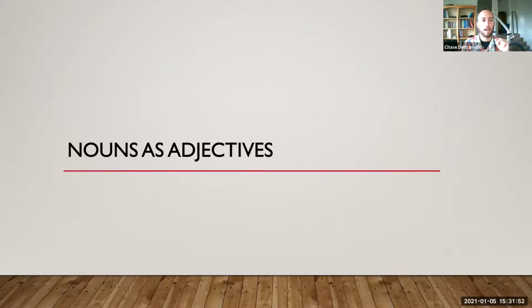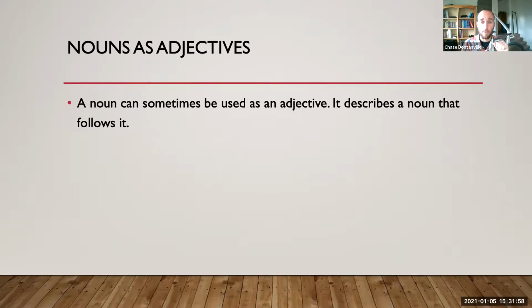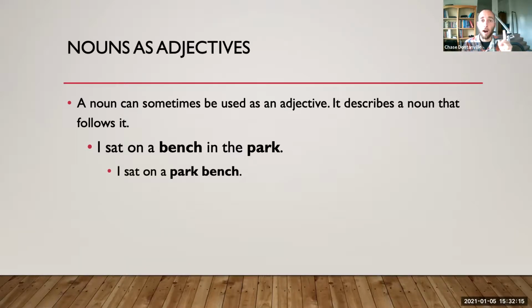Okay, let's now talk about nouns as adjectives. So a noun can sometimes be used as an adjective. It describes a noun that follows it. For example, I sat on a bench in the park. So bench and park are two nouns, okay? We can combine them. I sat on a park bench. So it tells us what kind of bench, a park bench, okay?